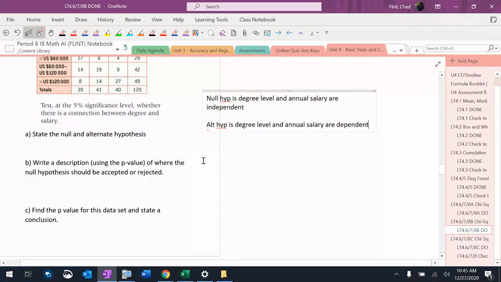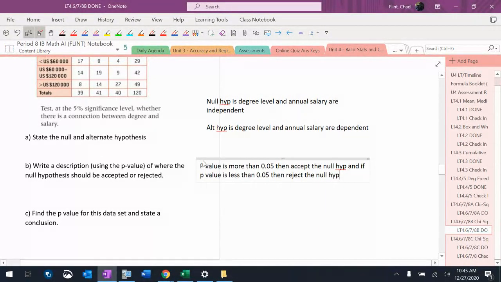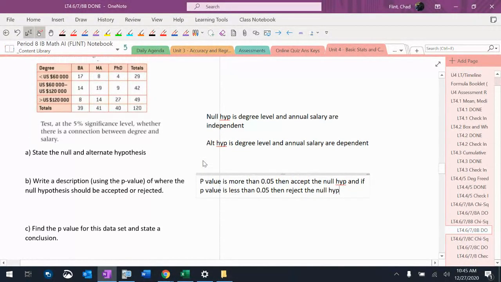So I only get a significance level, I don't get a critical value, so I'd have to use the significance level and the p-value. So if the p-value is more than 0.05, then accept the null hypothesis. And if the p-value is less than 0.05, then reject the null hypothesis. Okay, so now I have to actually calculate these values.